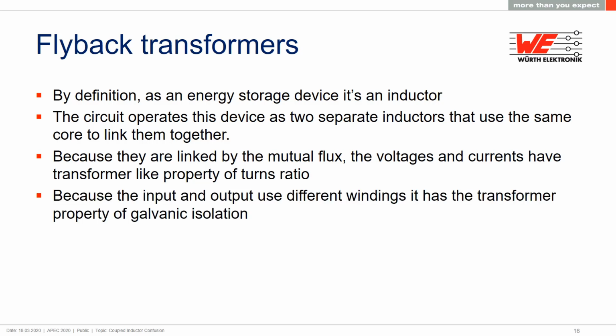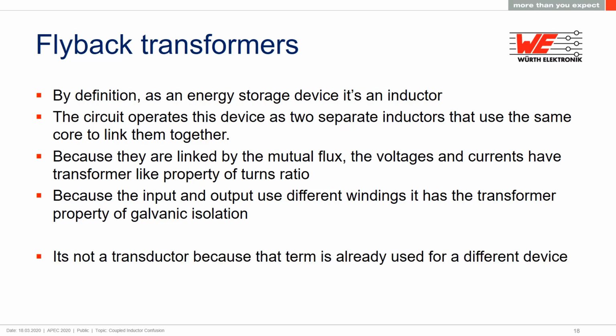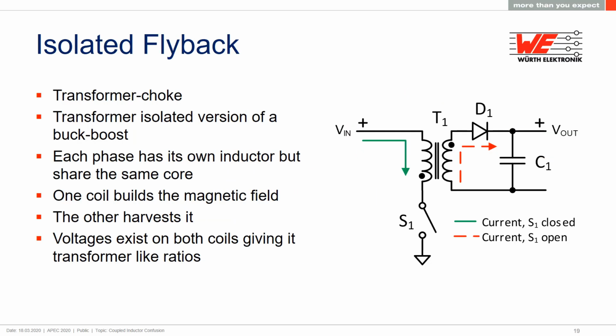Also, because the input and the output use different windings, the device has galvanic isolation, which is a transformer property. It's a coupled inductor because the windings are coupled together with transformer-like properties. It's not a transductor, a mashup of transformer and inductor, as some people would like to call it, because a transductor is actually another kind of inductor. The flyback transformer could be called a transformer choke, which is a more accurate term.